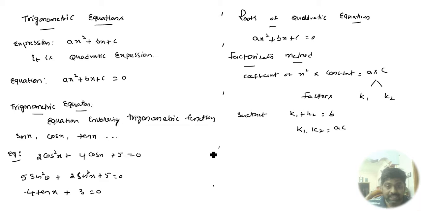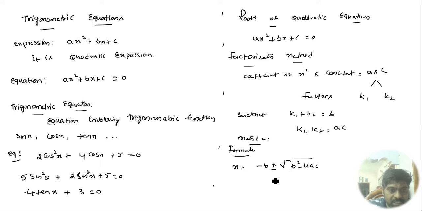Or we have another formula, that is method 2: x equal to minus b plus or minus root of b square minus 4ac, by 2a. So one root is plus and the other root is minus. So we have the two roots. If the degree is 2, we get two roots.